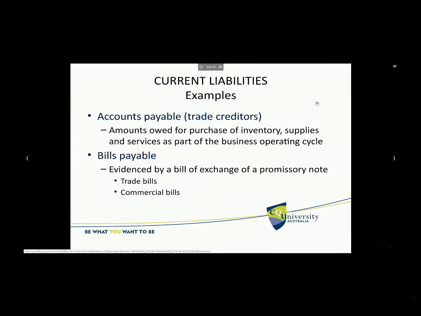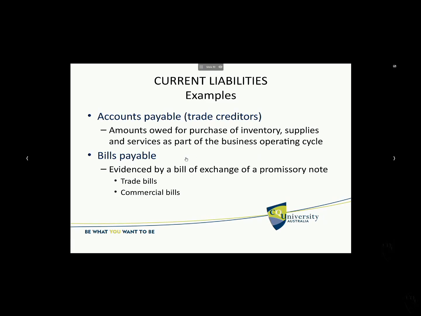Now, examples of current liabilities, we looked at the previous slide and we saw there was accounts payable, also called trade creditors, and it's amounts owed for purchase of inventory, supplies and services as part of the business operating cycle. And the business operating cycle is the amount of time that it takes to convert inventory into cash.